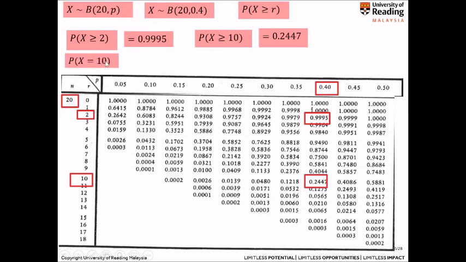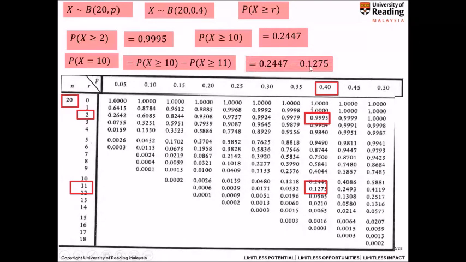If you are asked to find exactly P(x equal to 10), you have a choice to use calculation, because this is just one calculation, or you may use this formula: P(x greater or equal to 10) minus P(x greater or equal to 11). For x greater or equal to 10, we already have the answer 0.2447. Now we will look at greater or equal to 11. So you look at the next number, r equal to 11, and you shall get the answer 0.1275. So you substitute the answers you get. Then you calculate, and you shall get 0.1172. So please look at the video again to see how we work out all these values.